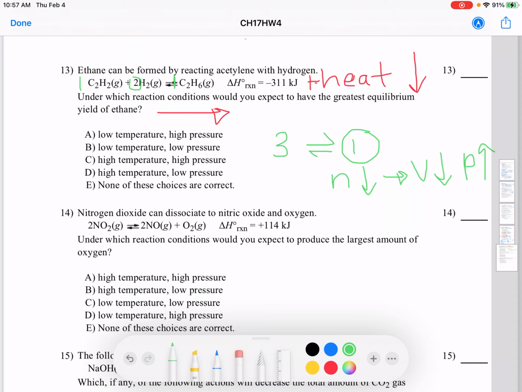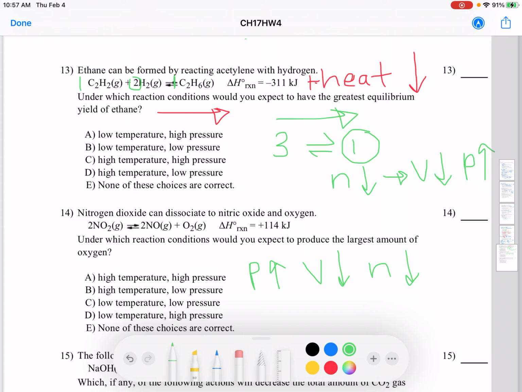Right? Again, if you look at it backwards, by adding a high pressure, what happens? If you increase the pressure, the volume goes down, then it has to make less number of moles. How do we make less number of moles? By going to the direction where it gives us a less number of moles, which is your products. So low temperature and high pressure.